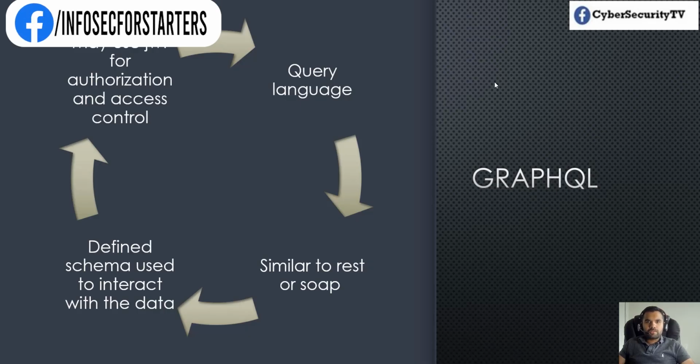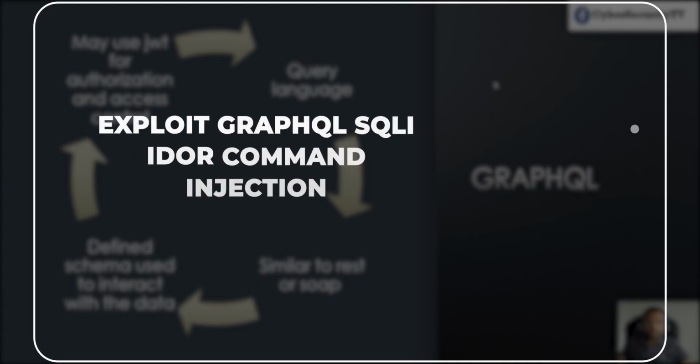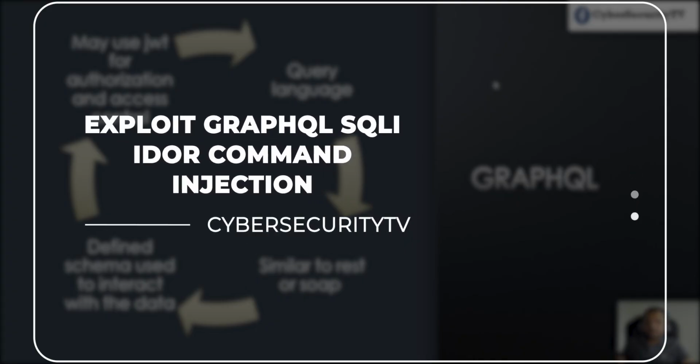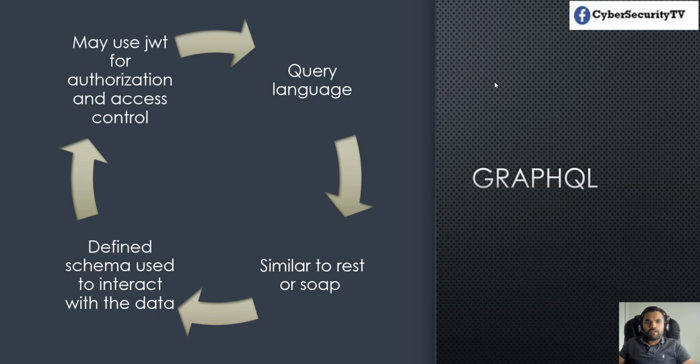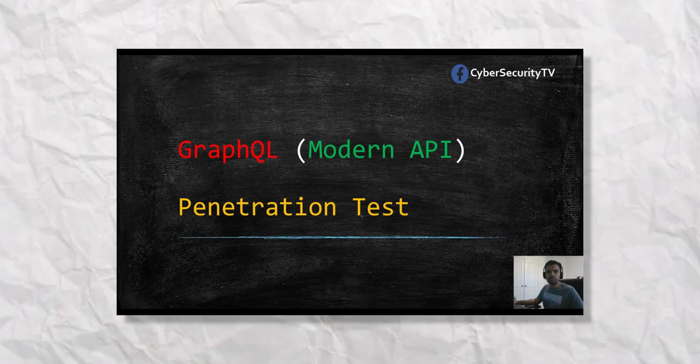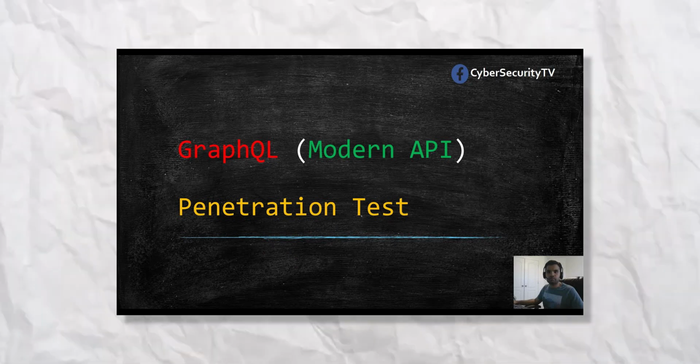Hey everyone, in today's episode we're going to show you how to exploit GraphQL APIs using command injection, SQL injection, introspection queries, how to use that, as well as insecure direct object reference. I have covered a lot about what GraphQL is and some basics in the previous video. If you haven't seen that, I have linked it in the description.